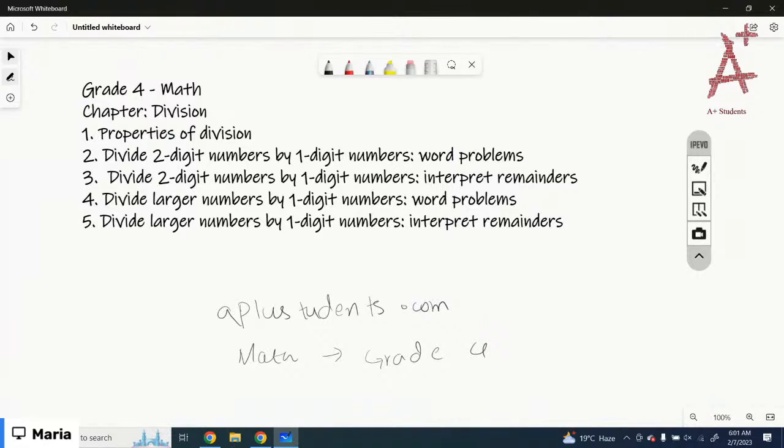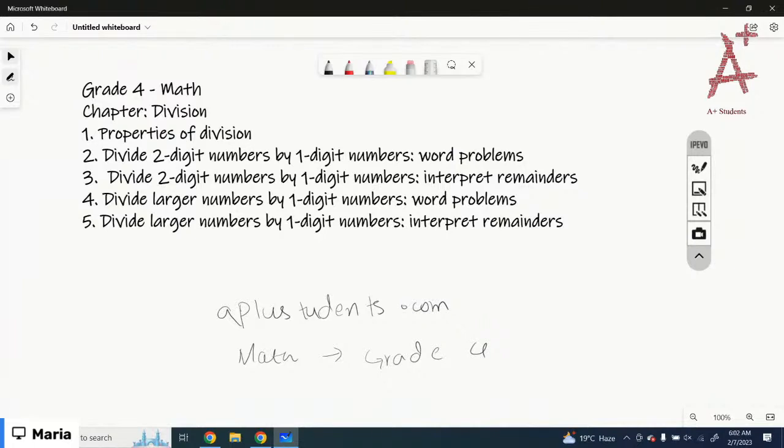There you can find a list of the chapters. So we're going to start with the chapter division. And here is the list of the lessons we are going to cover today. They are properties of division, divide two-digit number by one-digit number word problems, divide two-digit number by one-digit number, interpret remainders, divide larger number by one-digit number word problems, divide larger number by one-digit number, interpret remainders.